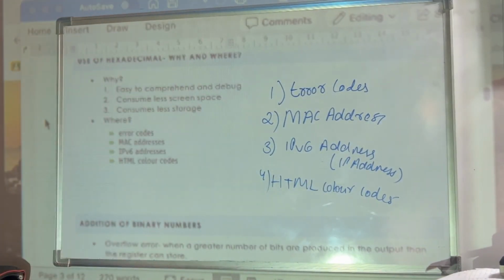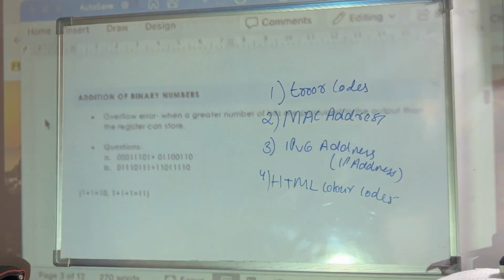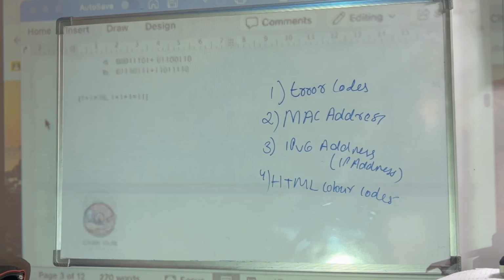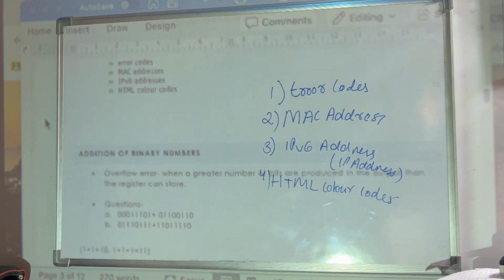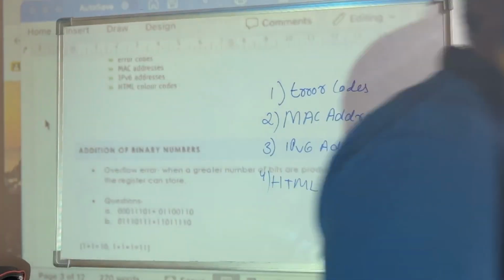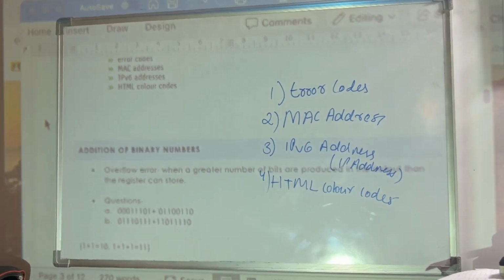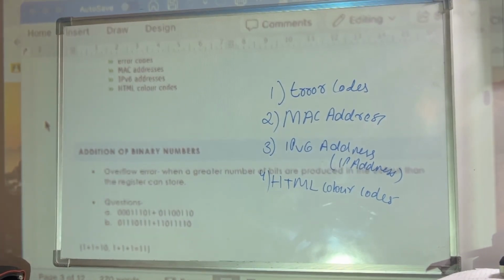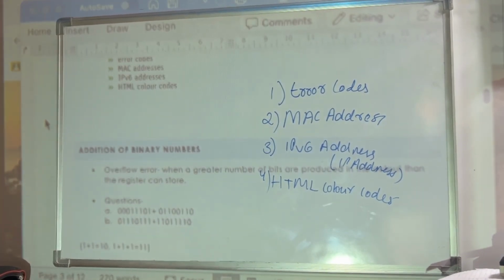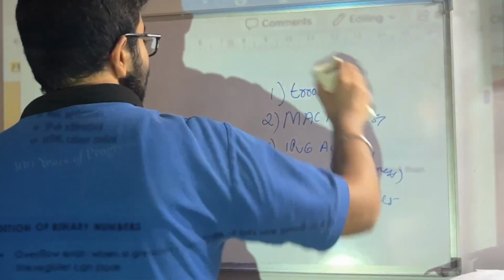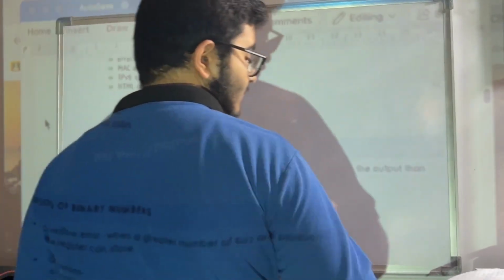Right. So this is the last topic, third last topic of today's video, which is addition of binary numbers, right? How do we actually add binary numbers? What is the secret behind them? There's no secret as such. It's pretty easy to add binary numbers, right?